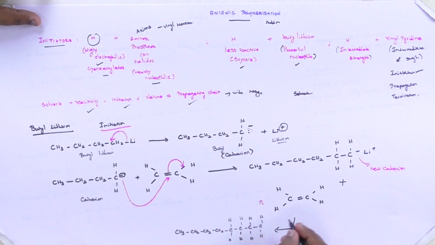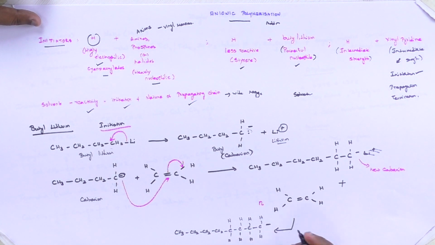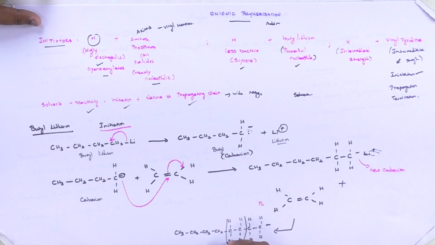So if I need to write the lithium ion, I can write it, or you can just leave it out. So again, during the propagation step a new carbanion is formed, where this will be repeated n times and your product will be C single bond C. After termination your product will be like this, CHH.